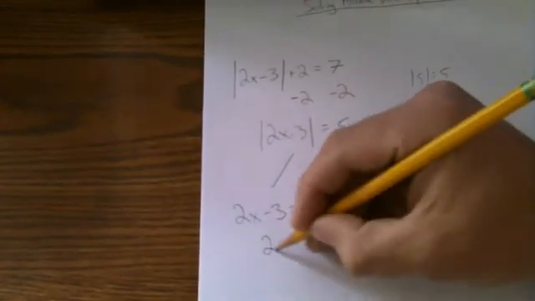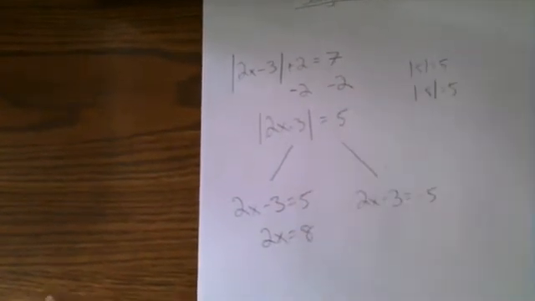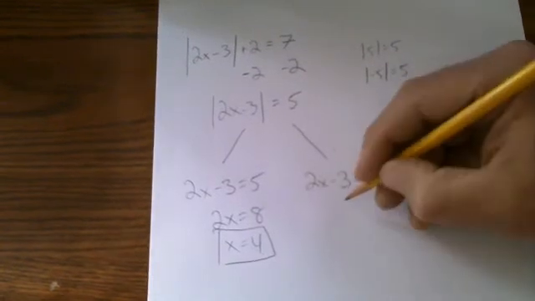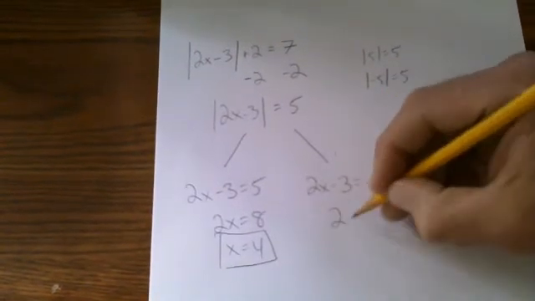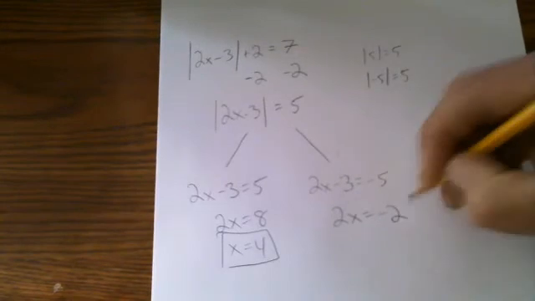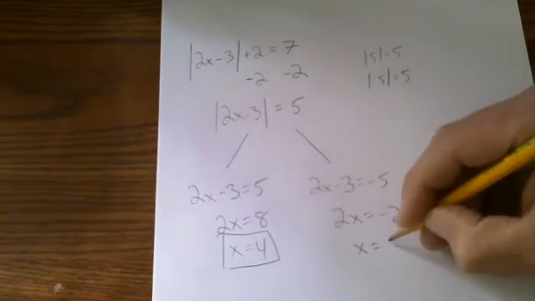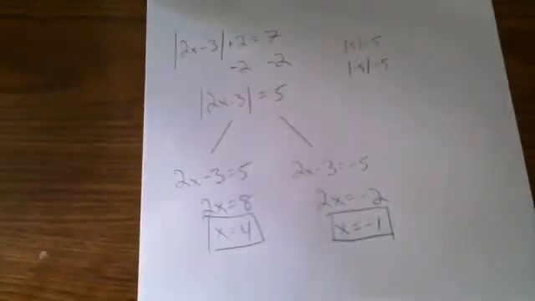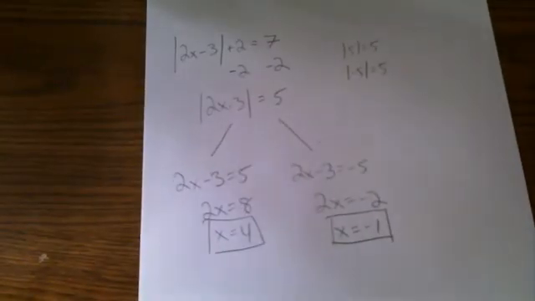Add 3 to both sides. 2x equals 8. X equals 4. In this case, add 3 to both sides. 2x equals negative 2. And divide by 2. X equals negative 1. So there are our two solutions.